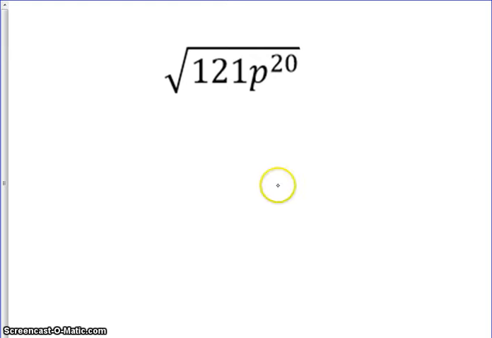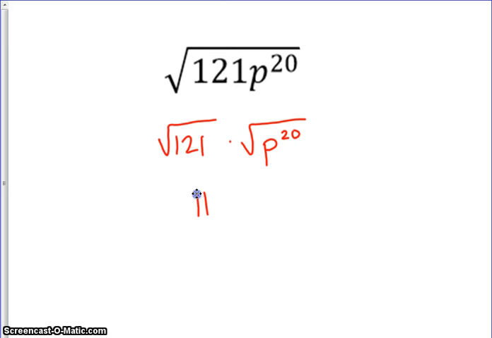Alright, so now let's work a problem where we have our variable and our number just like what we did in the beginning. So we're going to combine these two ideas now and solve this problem. The first thing I'm going to do is break it up. I'm going to put 121 in its own radical sign, and p to the 20th power in its own radical sign. Now, the square root of 121 is simply 11 because it's a perfect square. 11 times 11 is 121.